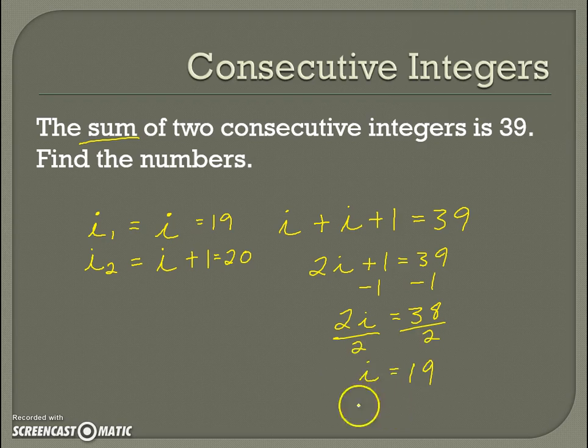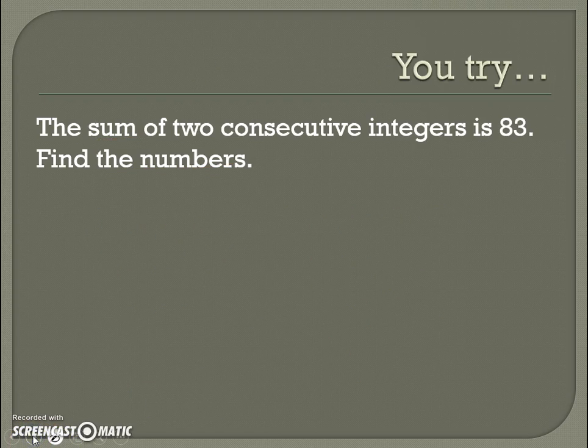This is not the final answer. The final answer is when it says find the numbers. What are the 2 numbers? It's 19 and 20, and you could very quickly check that: 19 plus 20 is 39. So that is the solution to that. Here's one for you to try. Go ahead and take a moment and do that. Hopefully when you're done, you found that the 2 integers are 41 and 42.